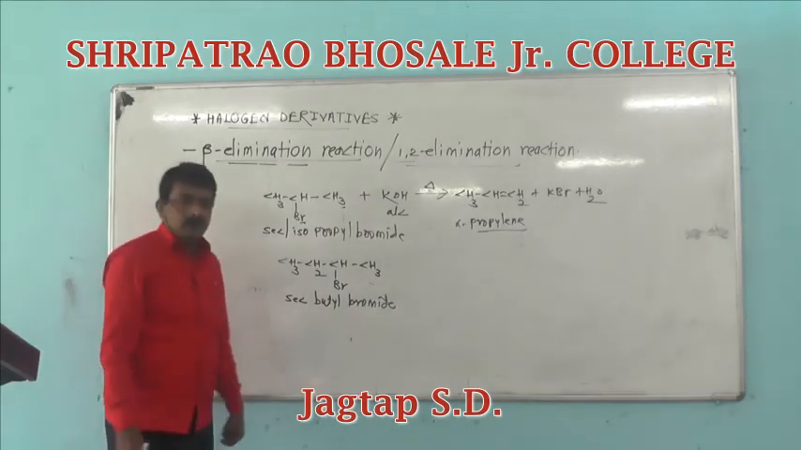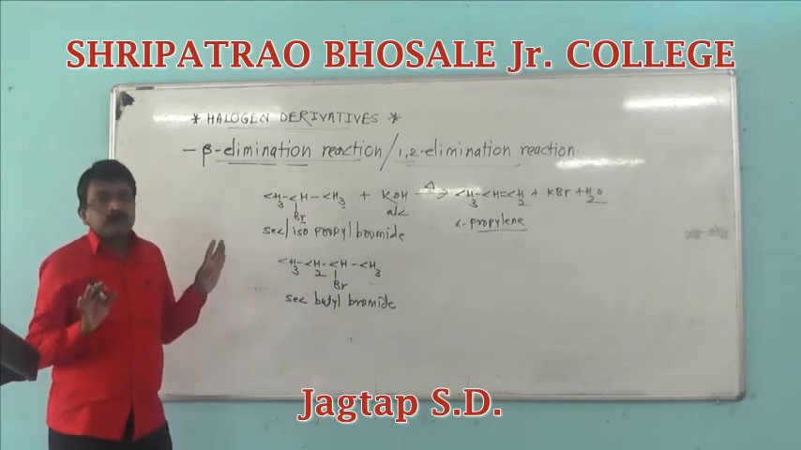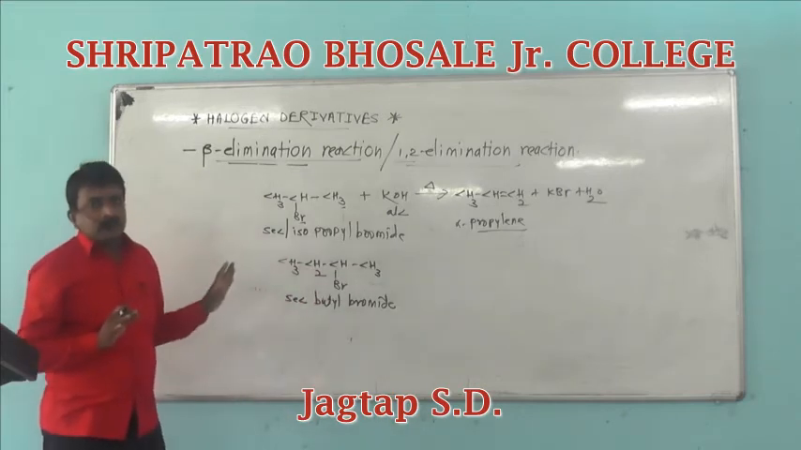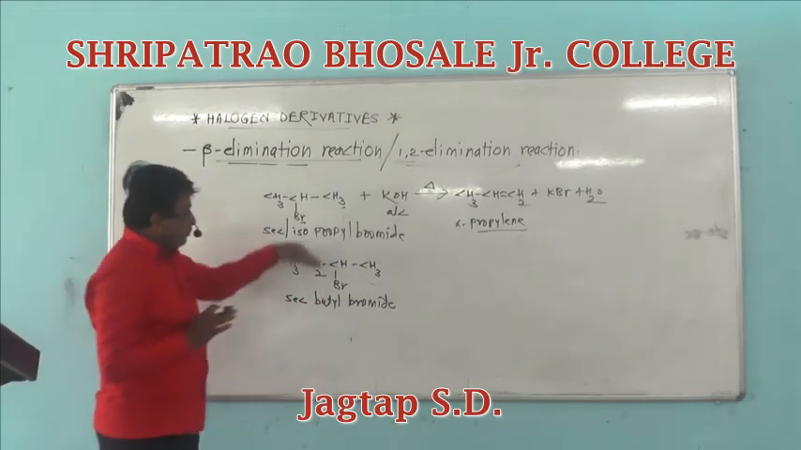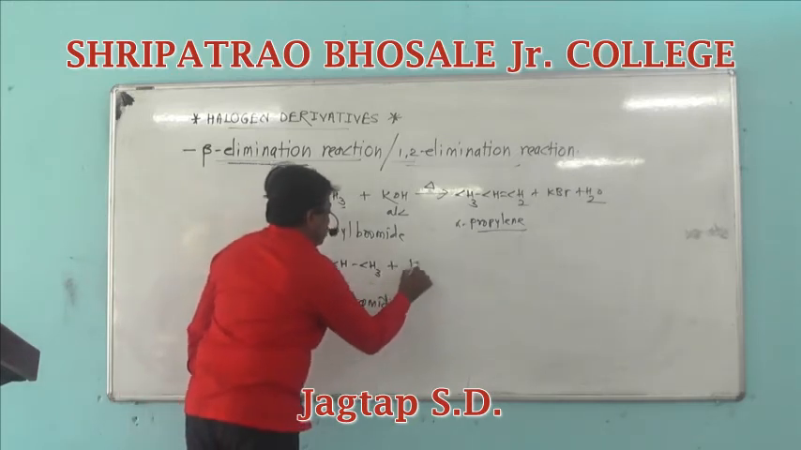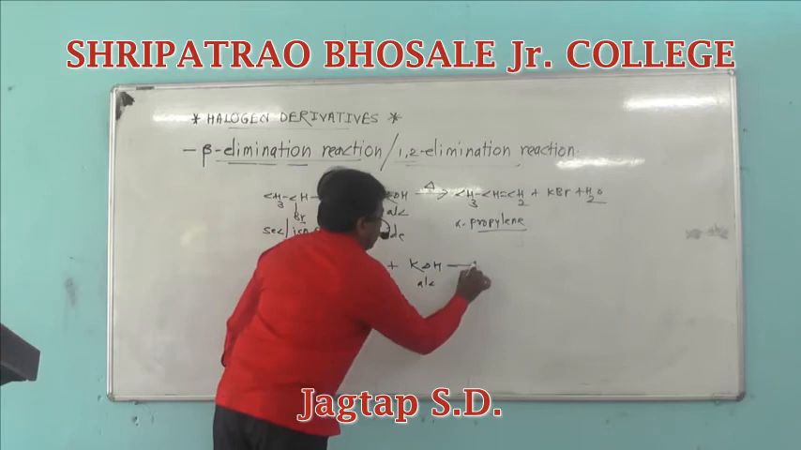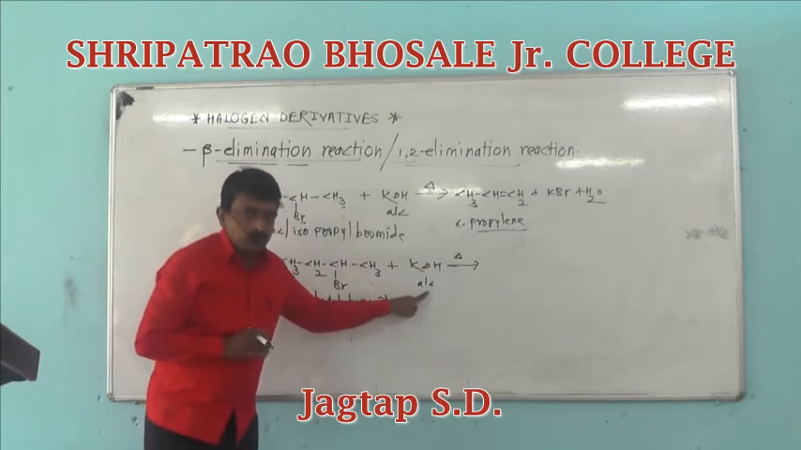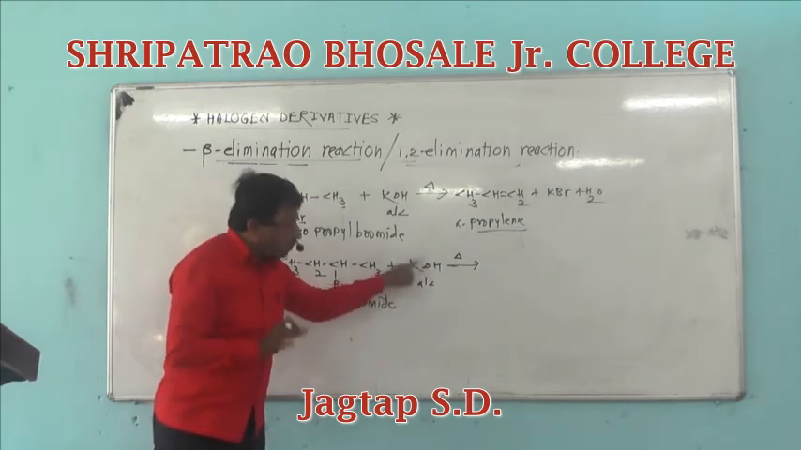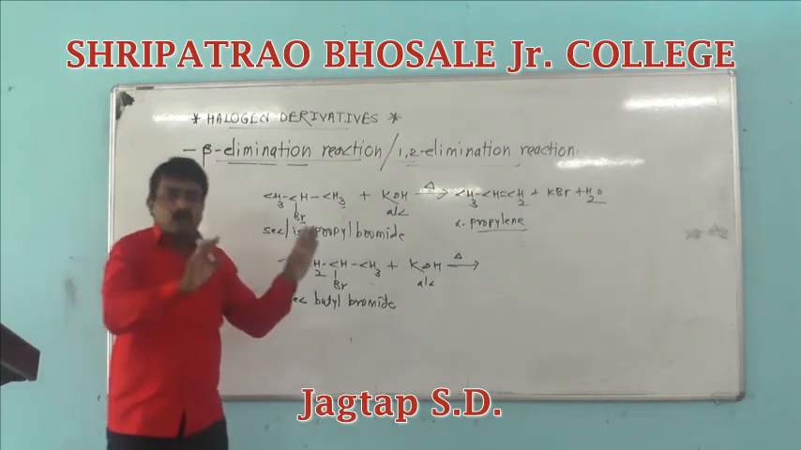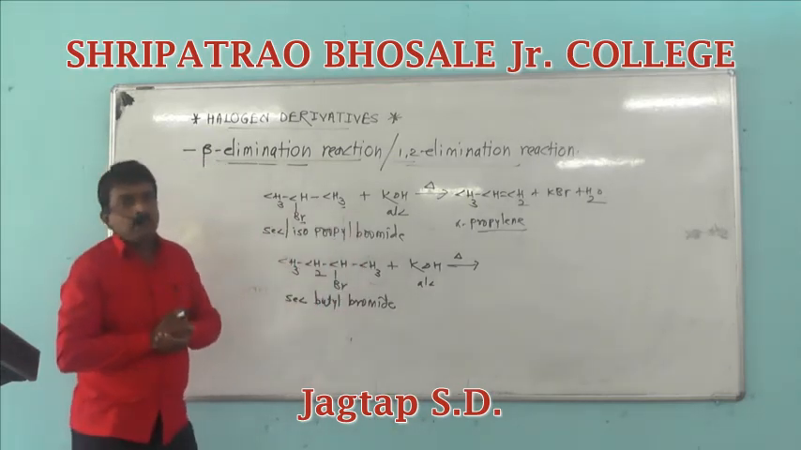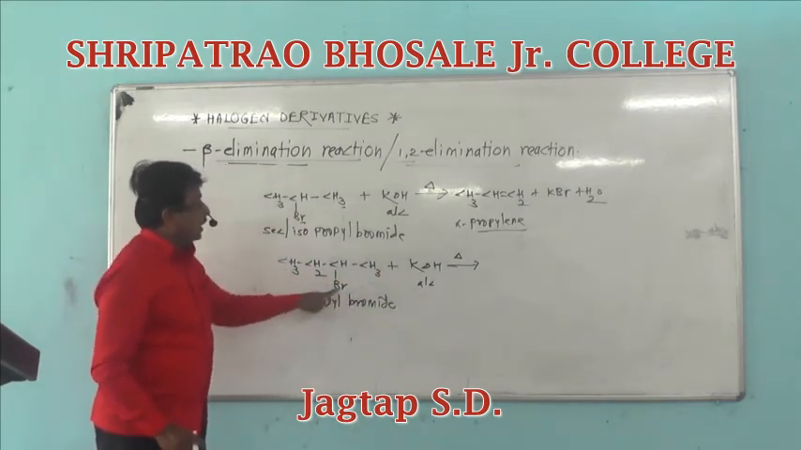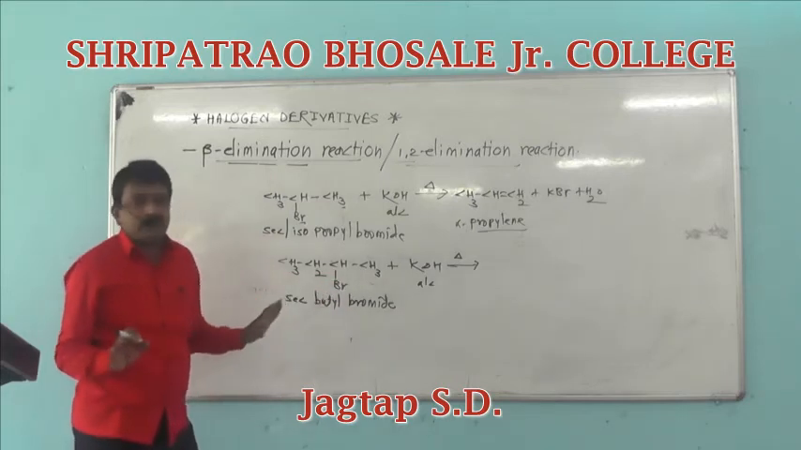Secondary butyl bromide. Here also two adjacent carbon atoms are present. So secondary butyl bromide is boiled with alcoholic potassium hydroxide. In presence of alcoholic OH, alkyl halide undergoes dehydrohalogenation. So in presence of alcoholic potassium hydroxide, removal of hydrogen halide, removal of hydrogen bromide takes place from adjacent carbon atom.